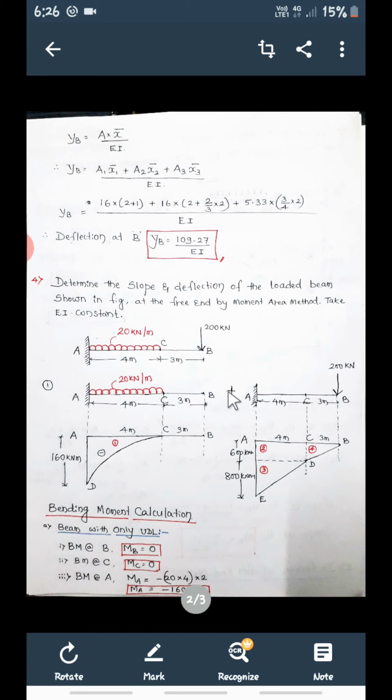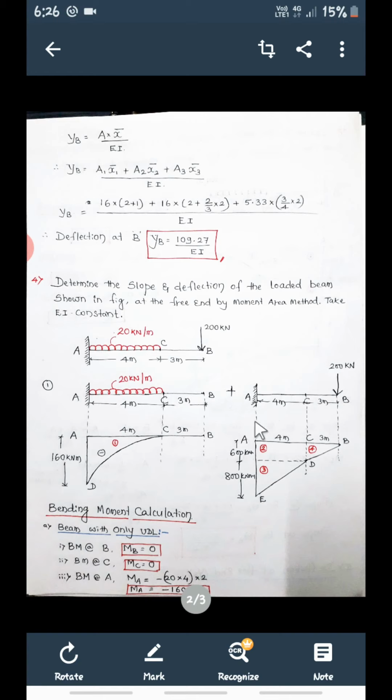Plus, now without the UDL, only the point load. Again the same cantilever beam, now with the point load of 200 kilonewton at B. So this total problem will be divided into two problems: one with only the UDL, without the point load, and one with only the point load, without the UDL. So we can consider two beams.